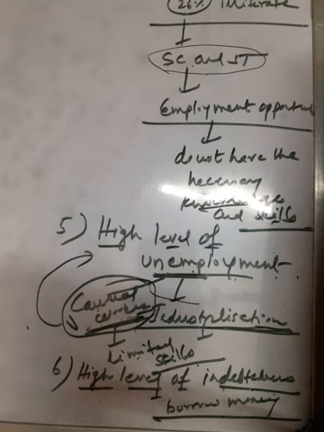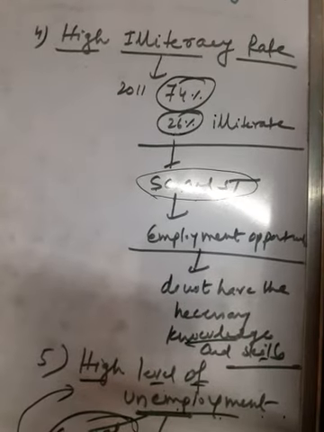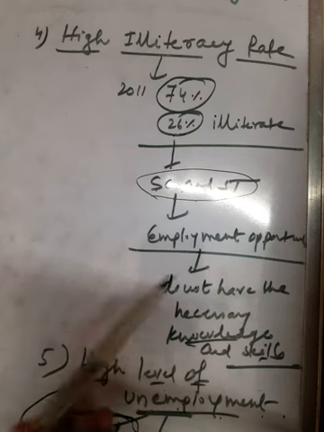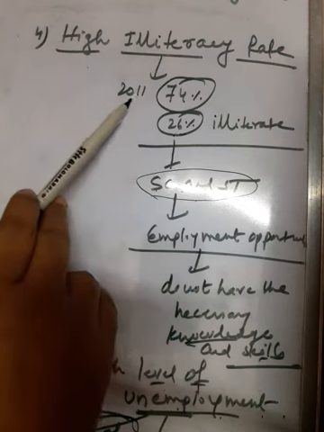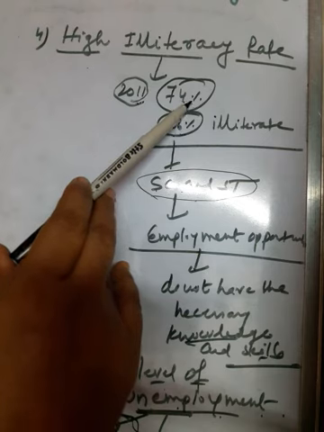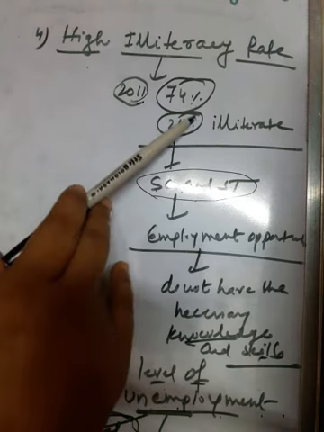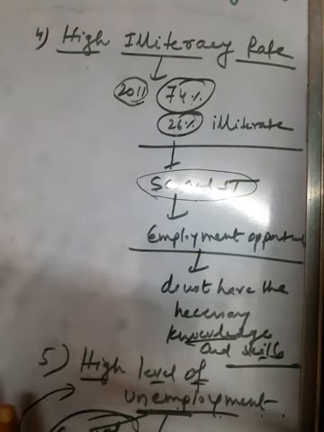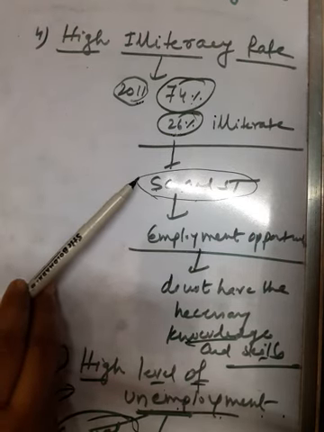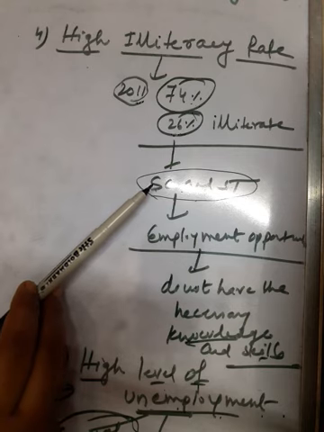So students, here I discuss the reasons for poverty. First, the fourth one is the high illiteracy rate. According to the 2011 census, only 74% of the population is literate. Still 26% of the population is illiterate, especially in terms of the structure of society.